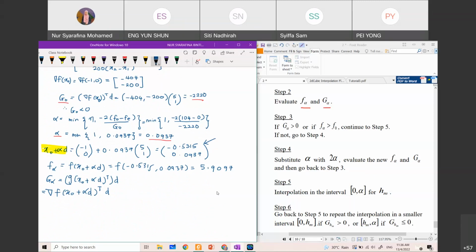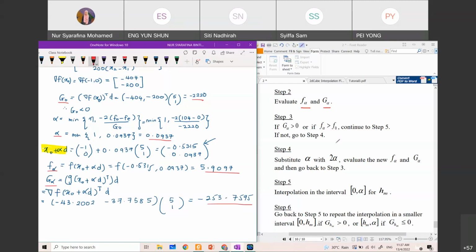Just substitute that. You can get this one, minus 43.2002. This is the transpose version already. Transpose times the direction. Now it is equal to minus 253.7595. This is your g alpha. This is your f alpha.